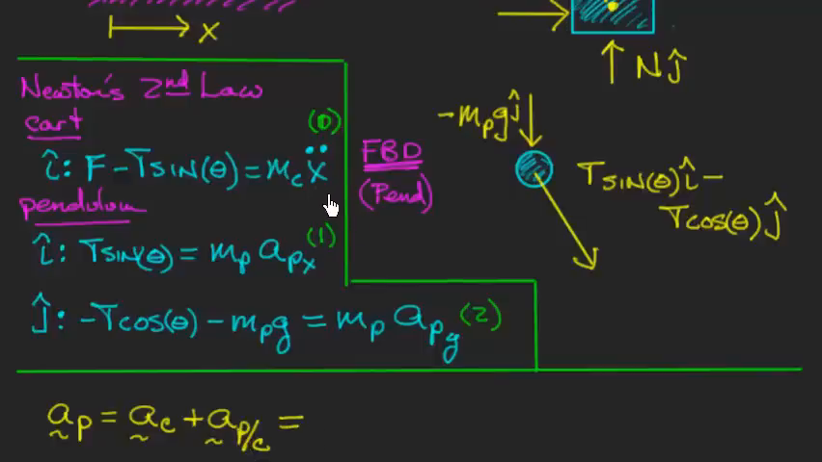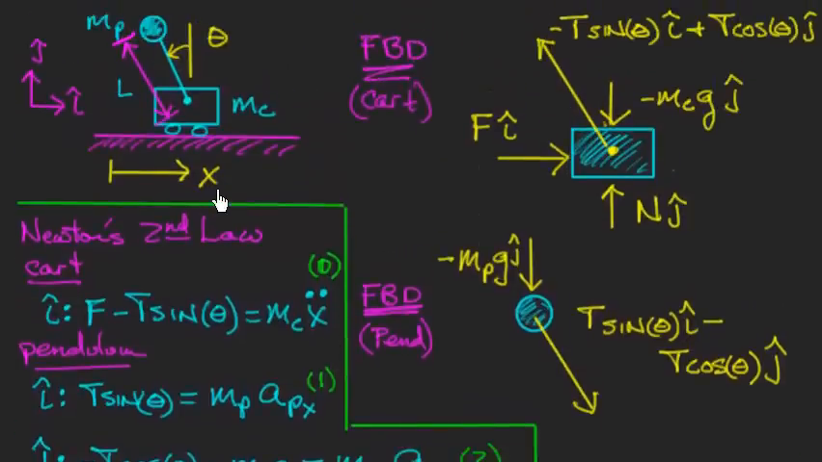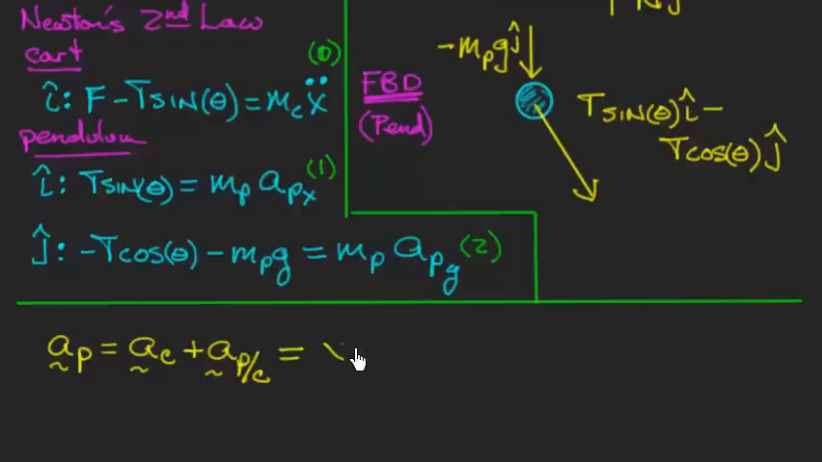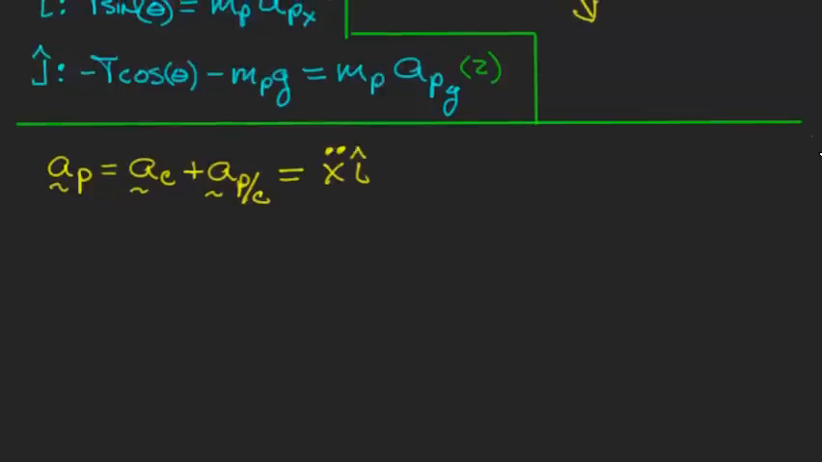So remember the acceleration of the cart. In fact, we've already written it up here. The position of the cart is just x, and it moves along a straight line, so the acceleration of the cart is just x double dot. So this AC part is really easy. It's just an x double dot in the i-hat direction. Now the acceleration of the pendulum relative to the cart is a little trickier, but actually not too bad. Let me make some space over here to draw a little picture.